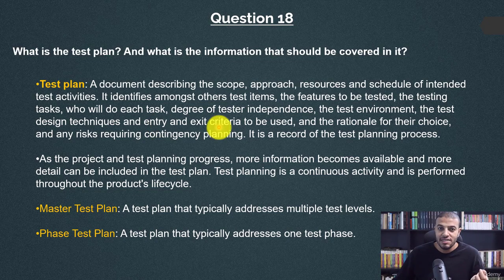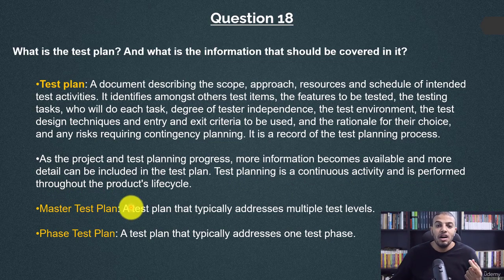Also, we might write all the risks that might happen in our project, whether they are project risks or product risks, okay? And each risk has its impact and likelihood, and based on them, we begin to prioritize our risks. The test plan changes over time, so you begin to write it at the beginning of the project, but while you are going throughout your project, you begin to edit the testing plan. So as the project and test planning progress, more information becomes available and more detail can be added in the test plan. Test planning is a continuous activity and it's performed throughout the product lifecycle.